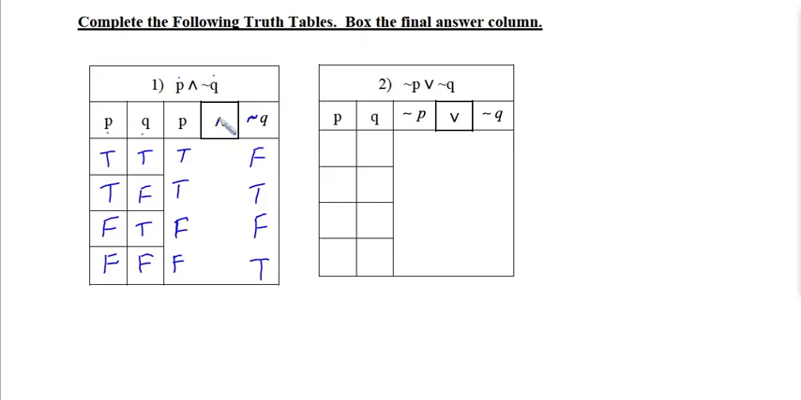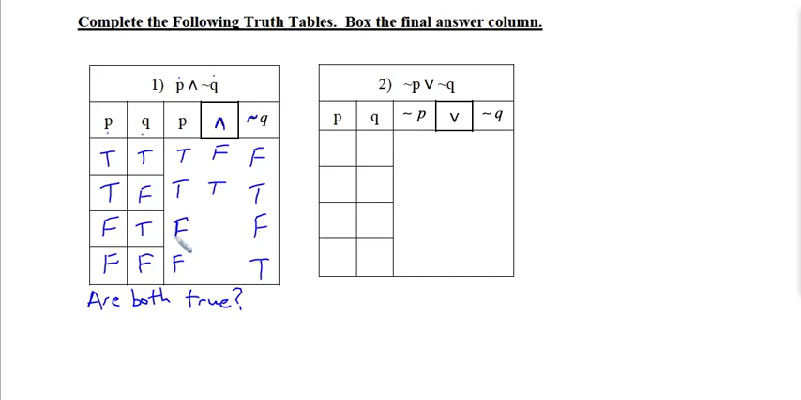Now we go ahead and evaluate where the two come together with the conjunction. Now, what was the question we asked ourselves with conjunction? Are both true? If yes, then this is true. So here, P and not Q, true and false. That is a false because both are not true. How about this one? P is true, not Q is true. Are both true? Well, yes. So this was a true statement.